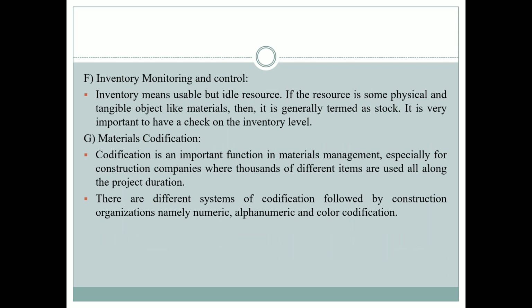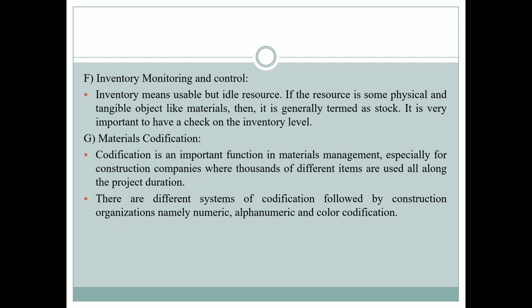Next comes inventory monitoring and control. Inventory is nothing but a usable but idle resource. If the resource is some physical and tangible object like materials, then it is generally termed as stock. It is very important to have a check on the inventory level. Inventory is nothing but the stocking details of the material.